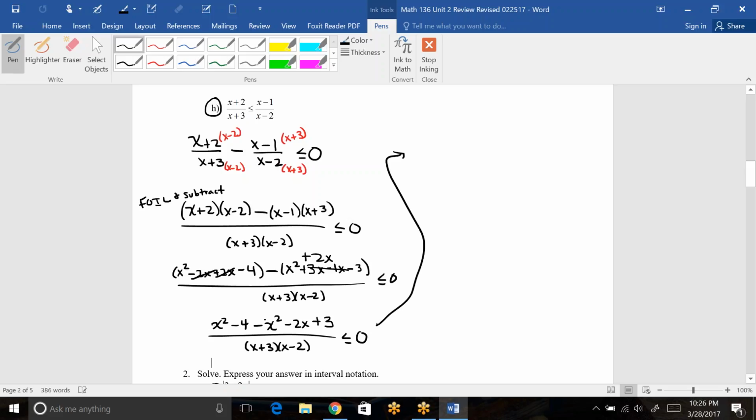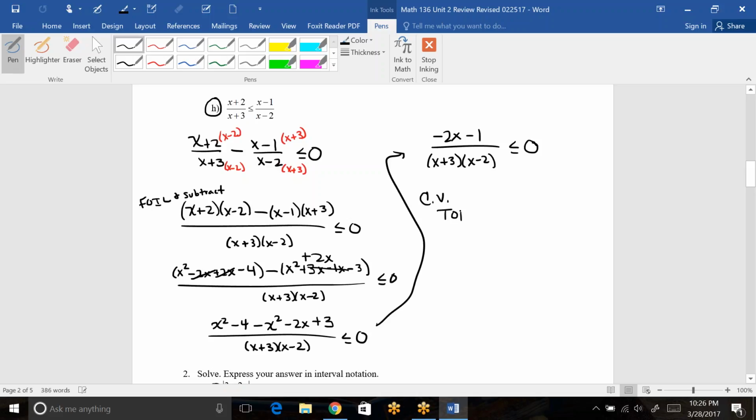Notice that your x squareds are going to cancel out because there's a positive and a negative one. So you just get negative 2x, if you're putting them in descending order, negative 4 plus 3 is negative 1. So this actually cleans up nice by the time we're done. And then this is what we have here. So we do still get some critical values.